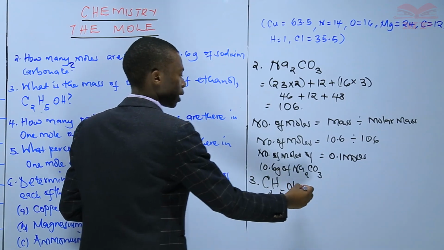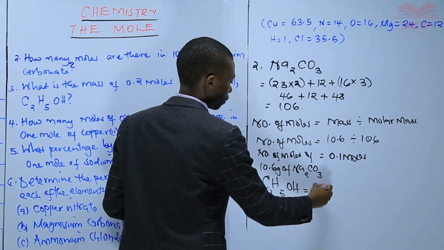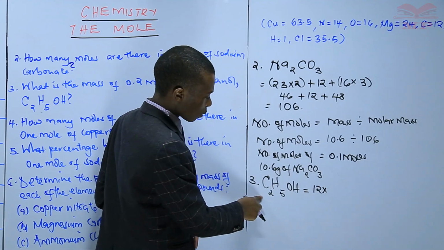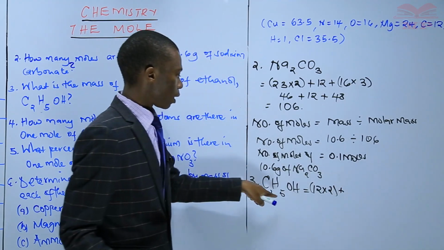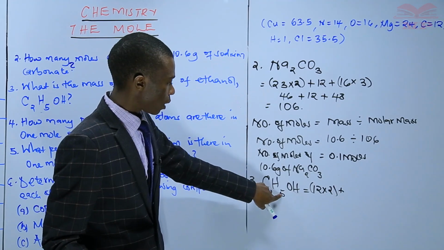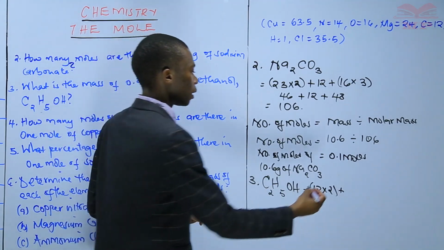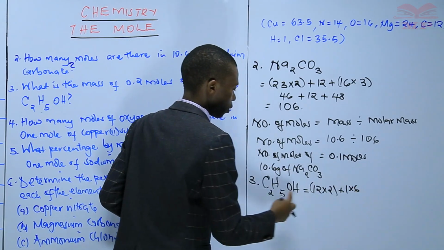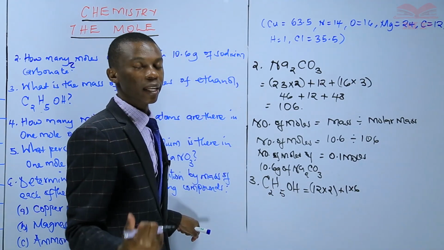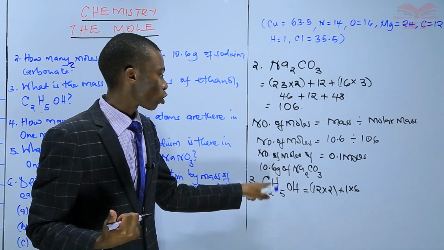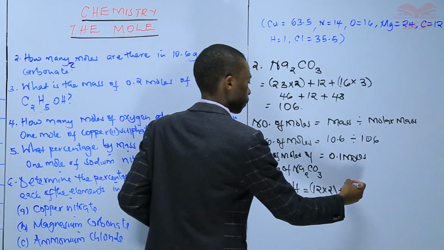Therefore, the relative formula mass of this will be, carbon has a mass of 12. There are 2 atoms of carbon, therefore 12 times 2, plus the mass of hydrogen, which is 1. These are 5, and we have 1 more. We have 5 atoms of hydrogen, and we have another one here. Therefore, the hydrogen atoms are 6, and the mass of hydrogen in this compound will be 1 times 6, because there are 6 atoms.